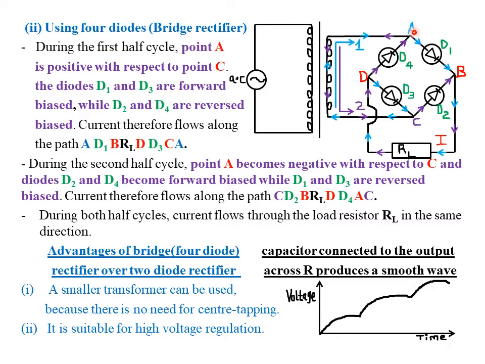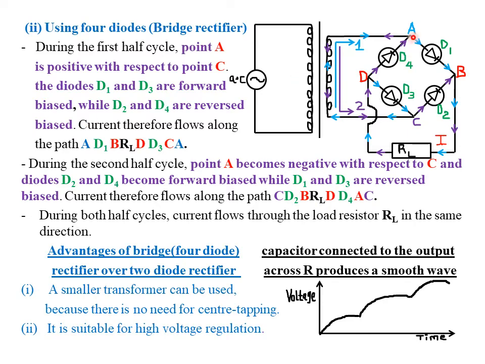So the current flows from point A towards the diode D1, which of course is forward biased, then to point B, then through RL, then it will flow to point D, then through the diode D3, which is also forward biased, then to point C, then back to the starting point. Therefore, during the first half cycle, point A is positive with respect to point C, or point C is negative. Then the diodes D1 and D3 are forward biased, whereas the diodes D2 and D4 are reverse biased.